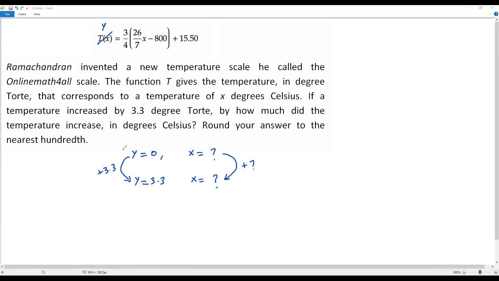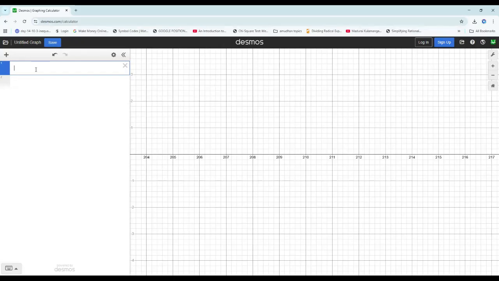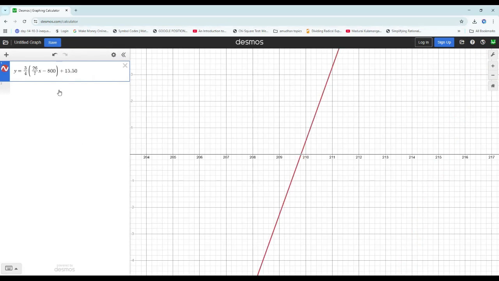Okay, now let's go to the Desmos graphing calculator. Here we have the Desmos graphing calculator and now let me give the equation as input, that is y equals 3/4 times (26/7 times (x − 800)) + 15.50. Okay, here I got the graph of the equation. It's a straight line. Now let me take the first value of y, that is y equals 0. Then we get a horizontal line and we got the value of x when y equals 0. Now let me note down this value.